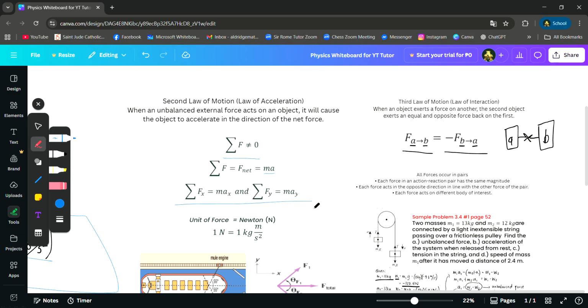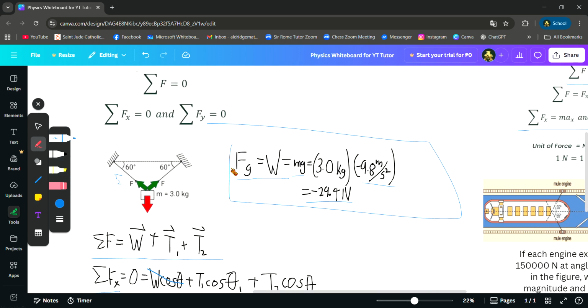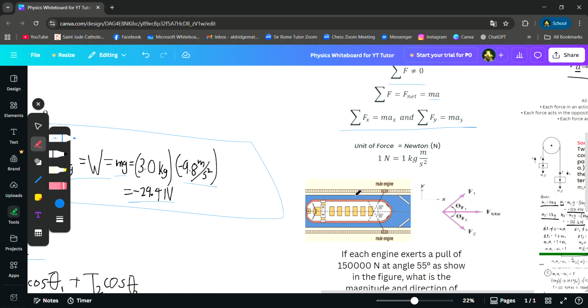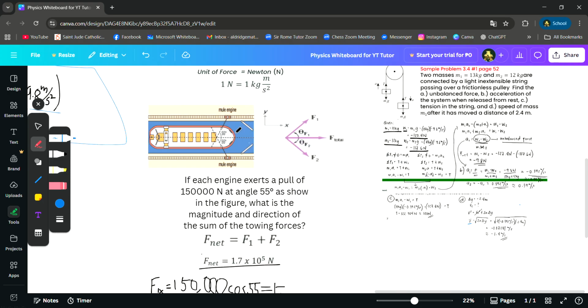Same with the components. So we know from this here that kilograms multiplied by meters per second squared equals newtons. So 1 newton of force is equal to 1 kilogram meter per second squared.